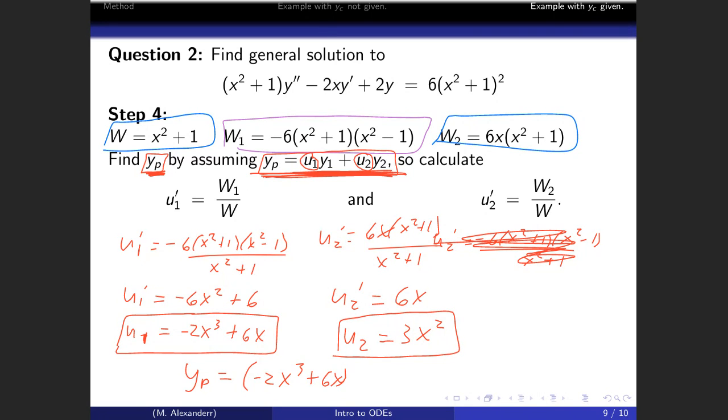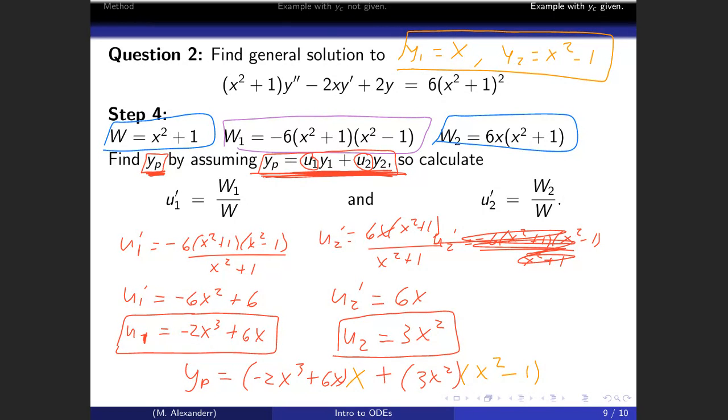And what was the y1 function? Okay, so this is a different problem, so let me recall what the y1 function was. The y1 function was just x, and then the y2 function was x squared minus 1. All right, so I'm going to multiply by x here. And now I need to add my u2 function, which is 3x squared, and I'll multiply by the y2 function, and that is x squared minus 1. Remember, the gold information was given to us in the very beginning of the problem. All right, so that is the particular solution to the differential equation.